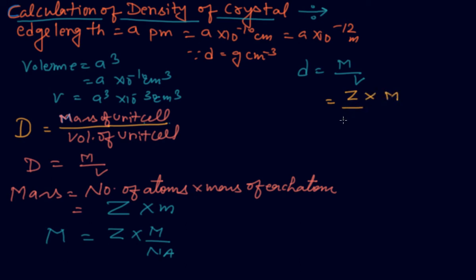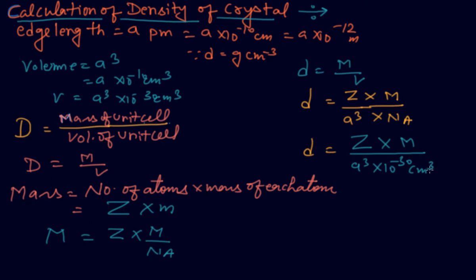and volume is coming what? A cube, divided by Na. This is the simple formula in picometer. If we take it in centimeter, it comes to Z multiplied with M divided by A cube, putting 10 to the power minus 30 centimeter cube, multiplied with Avogadro number. From this formula, the numerical will come definitely, my dear students.